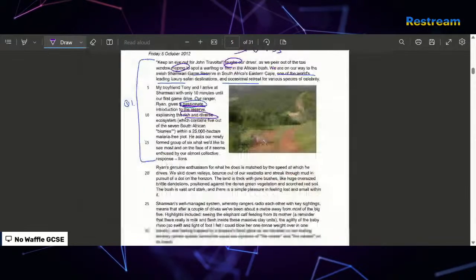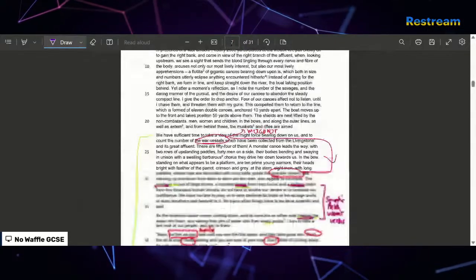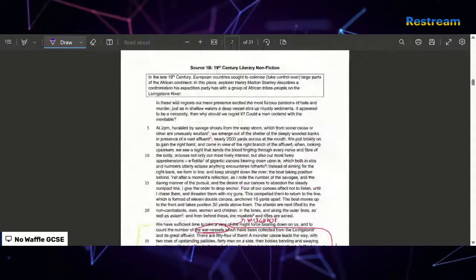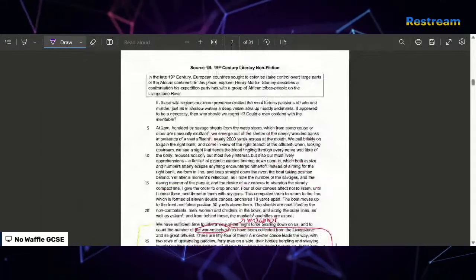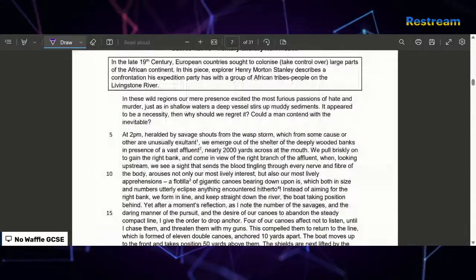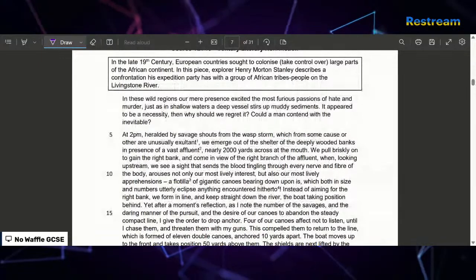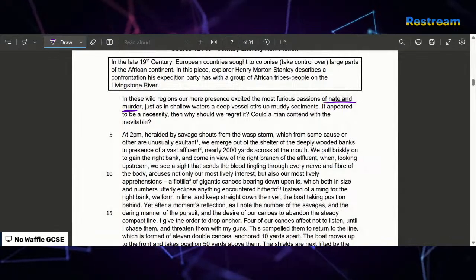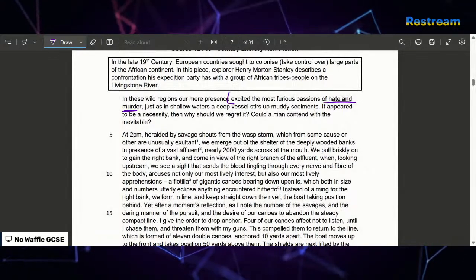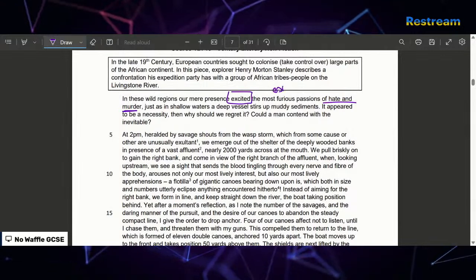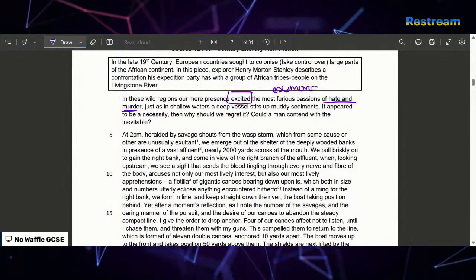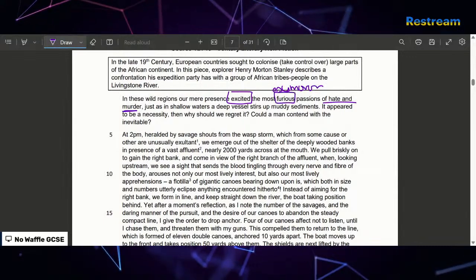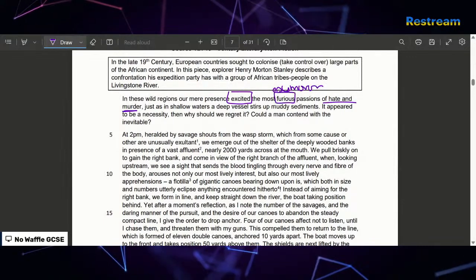Now, let's compare that to the verbs early on here. We see, in these wild regions, our mere presence excited the most furious passion of hate and murder. So we've really got this idea of hate and murder, and this kind of oxymoronic language as well, with excitement of death, of hate and murder. So this oxymoron and furious as well. If you're comparing excitement with fury, that's definitely a very interesting thing to talk about.